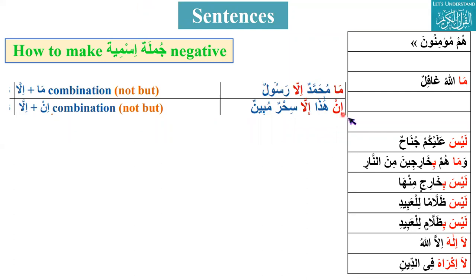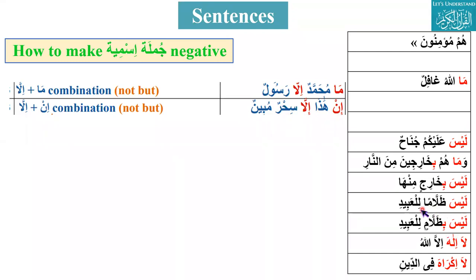Brother Ashar, can you please translate this? Assalamu alaikum. Wa alaikum assalam. In haza illa sihrun mubin. This is not but clear magic. Clear magic. Okay. Can you please also translate this, Laisa?